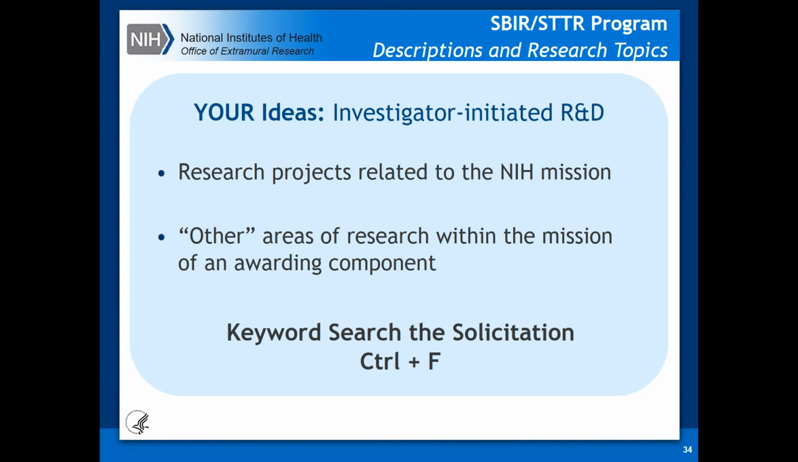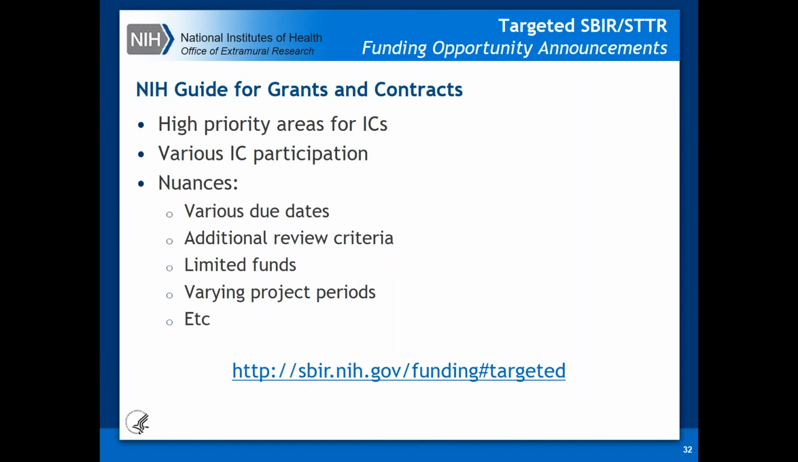The description and research topics document is keyword searchable. You can do a keyword search in the solicitation just by hitting Control F to see if there are certain areas where we actually do research that match up with your research interests. As I noted earlier, the NIH Guide for Grants and Contracts talks about high priority areas for ICs, various IC participation, due dates, additional review criteria, funding, and various project periods.